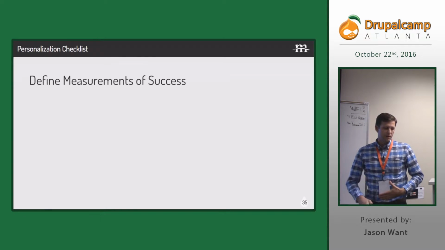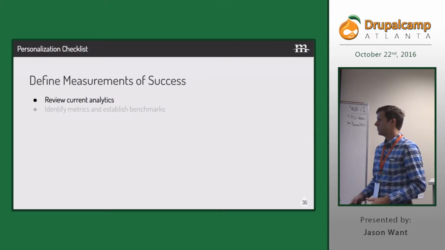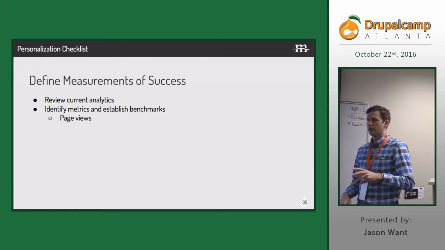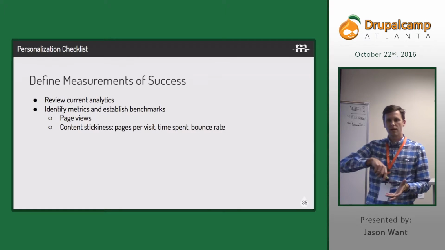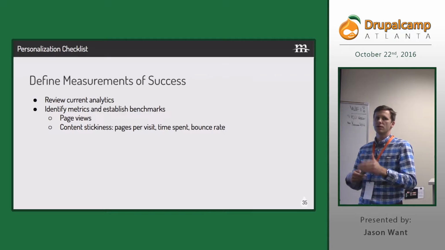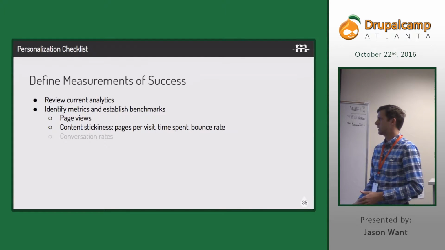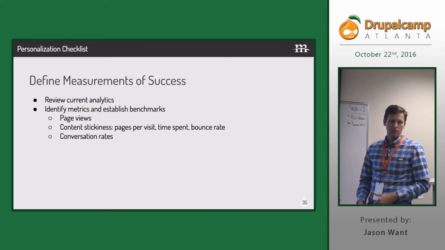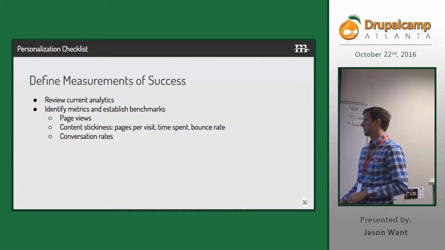Part of the checklist is defining your measurements of success. That's outlining your KPIs, how you're going to measure and define success. That goes based on getting familiar with the analytics beforehand, setting benchmarks of what you're experiencing now, and then setting some goals for each part of your experimentation. And those can be centered around these analytic points: page views, time on site, and things like that.